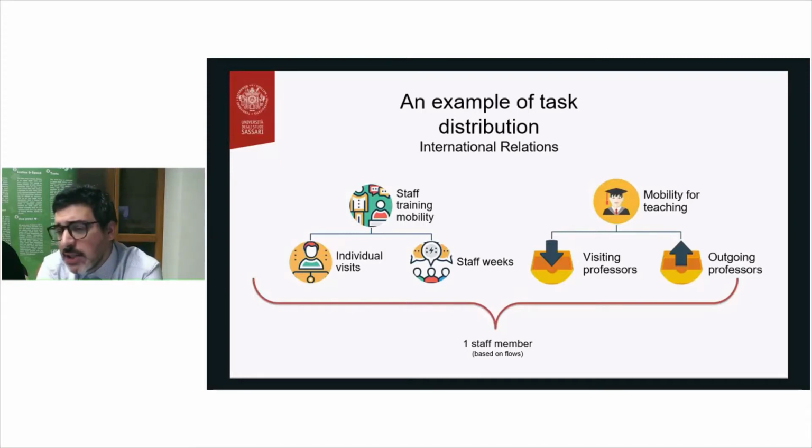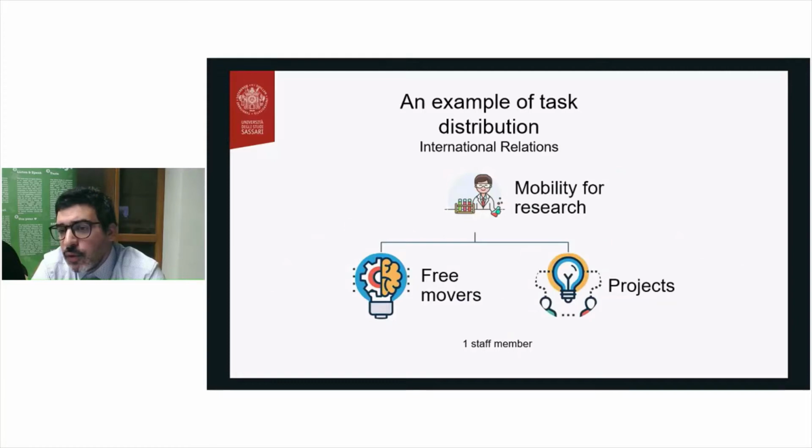Okay, but in our case, it proved to be quite effective to have one person who provides support to professors and academic and administrative staff. Now, for the mobility of researchers, remember that we always have the option of visiting a university as a free mover, so basically using research funds assigned to the individual researcher, or researchers may also be involved in projects funded by the university, the national government, or the European Union in our case.